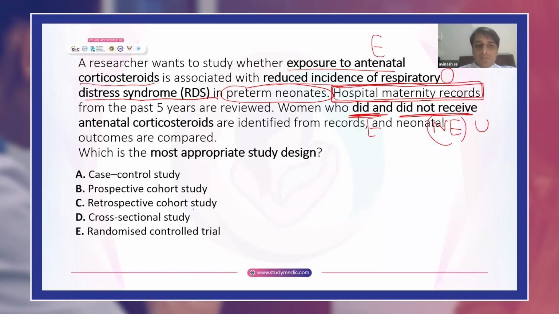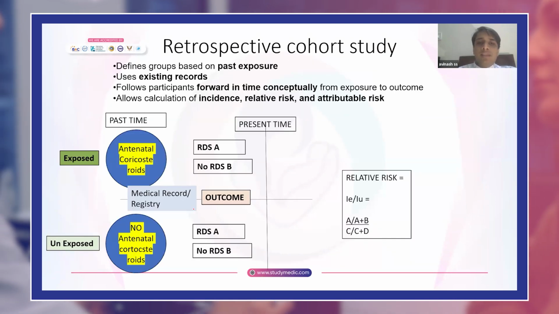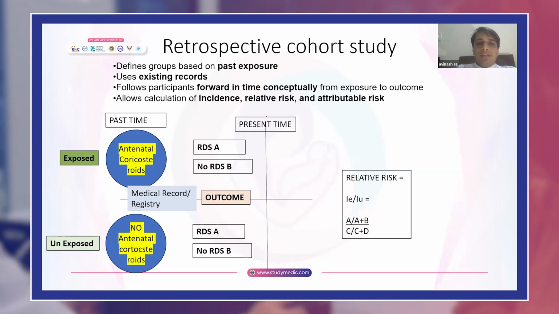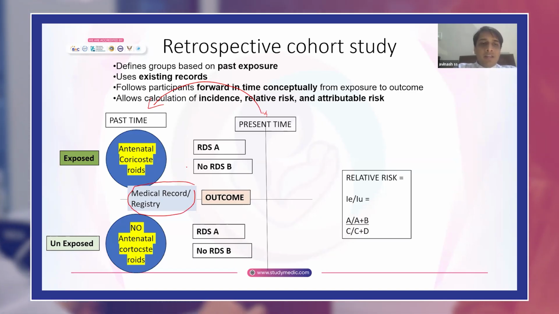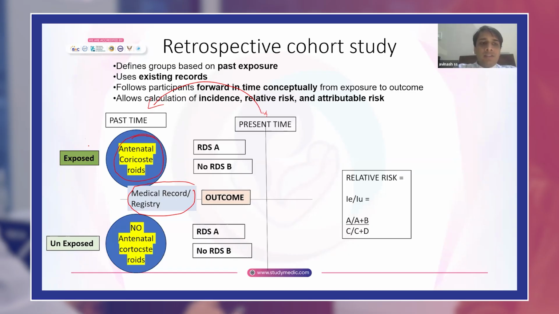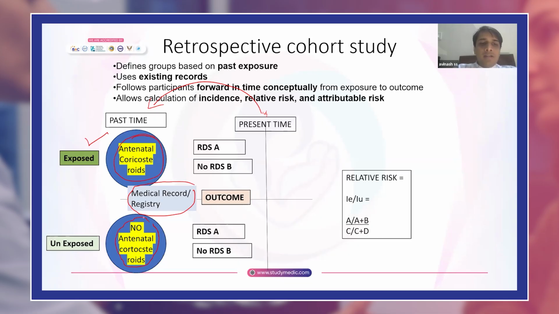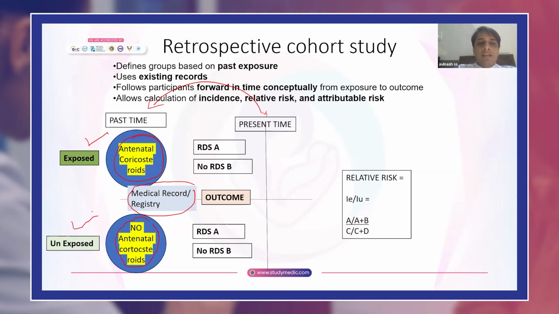So these are the options. And the answer is retrospective cohort study design. So you can see this is the present time. Okay, and we go back in time and use the medical record or registry to collect the details on antenatal corticosteroid administration. If they are administered, they are classified as exposed, and if the woman had no antenatal corticosteroid administration in the medical record registry, along with matched similar women, they are classified as unexposed.